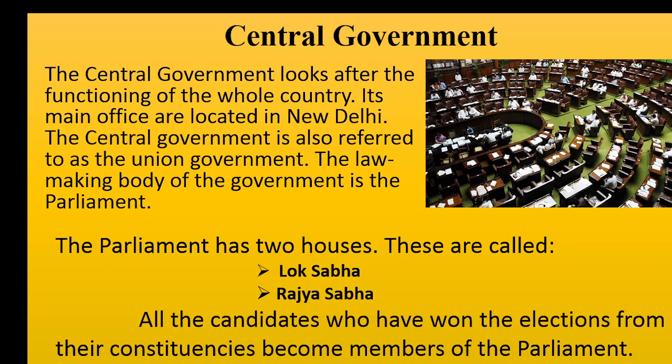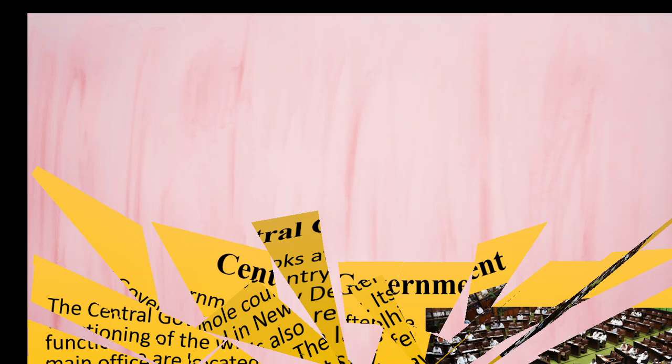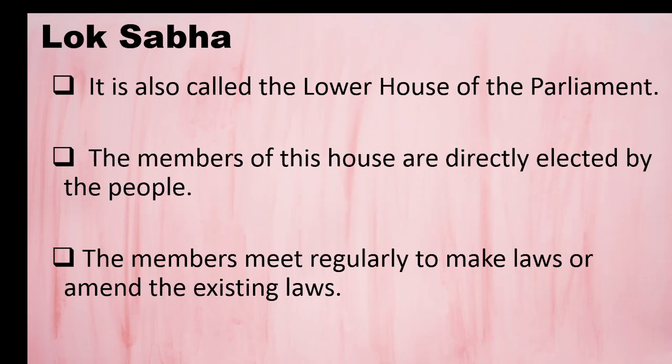First, we are going to learn about the Lok Sabha. Lok Sabha is also known as the lower house of the Parliament. The members of this house are directly elected by the people. The members meet regularly to make laws or amendments in the existing law. Do you know what is meant by amendment? Amendment is to change a law or document slightly in order to correct a mistake or to improve it, to make some slight changes in the laws.